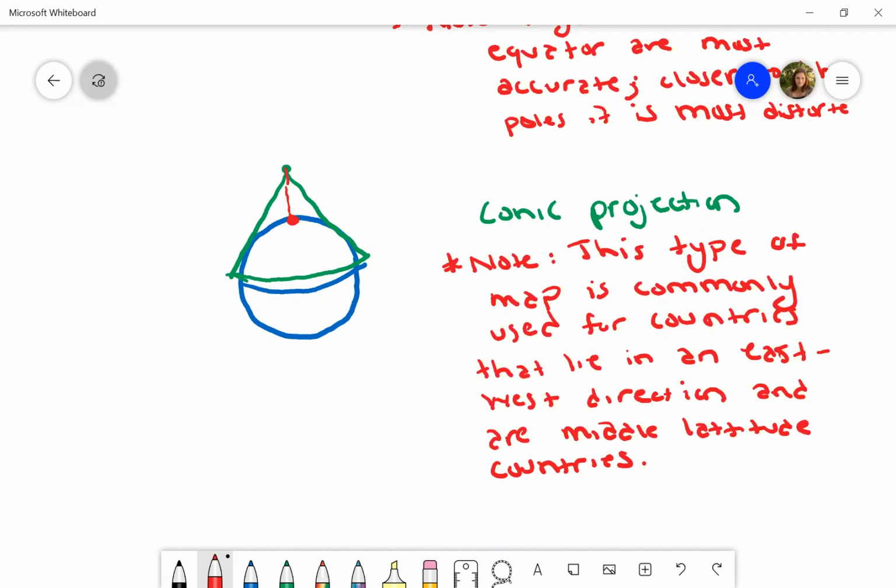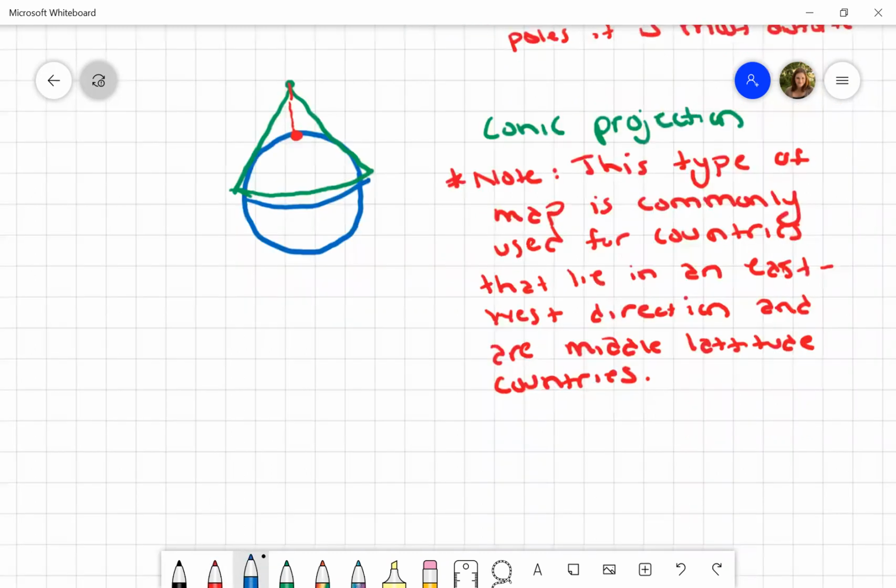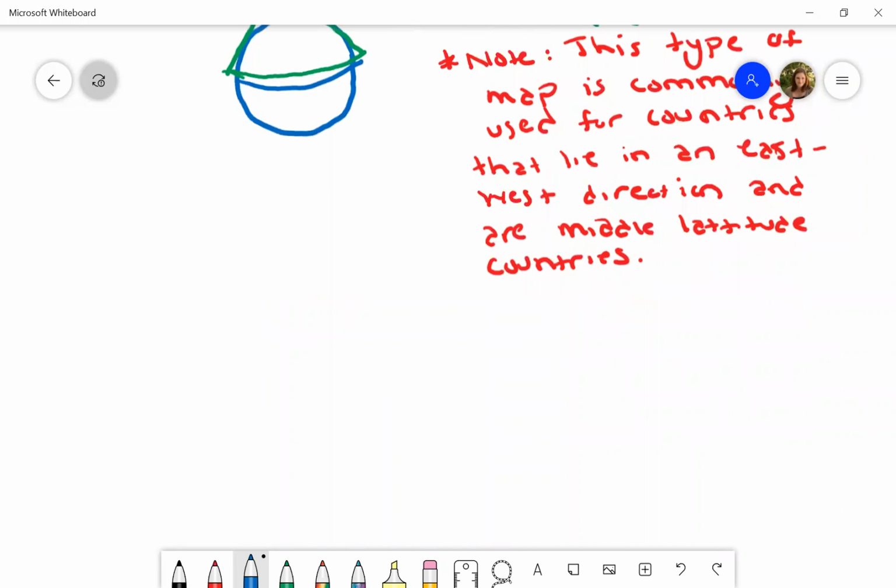Oh, I just realized the implication being that it's probably better for middle latitude. Interesting. I think I said that backwards then. I think I said it would be better at the poles, but that may not be the case. Sorry about that.